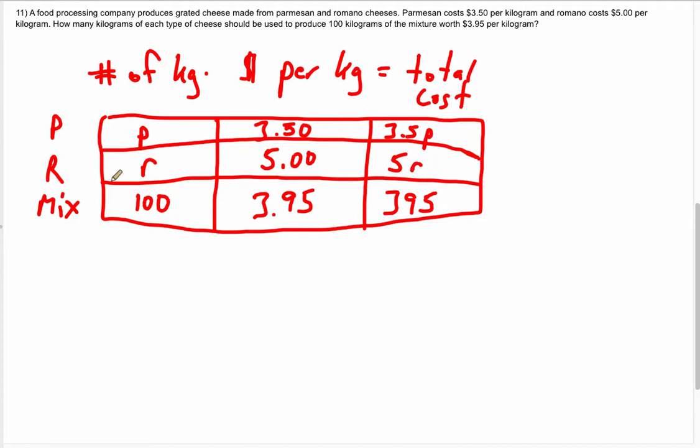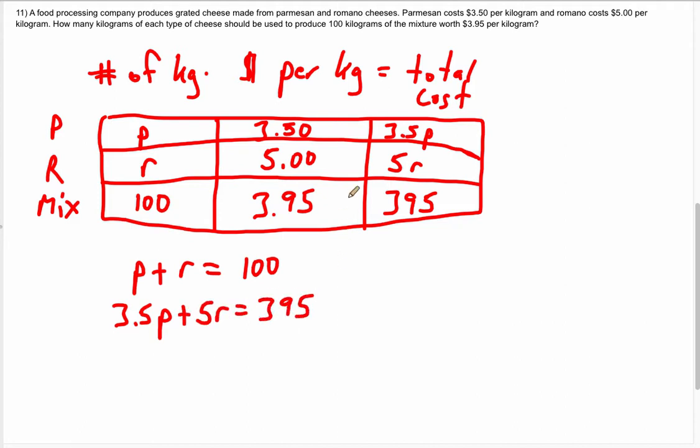And so once again, same as last time, our equations come from the left column here. So we have Parmesan plus Romano equals 100. And we have 3.5P plus 5R equals 395.